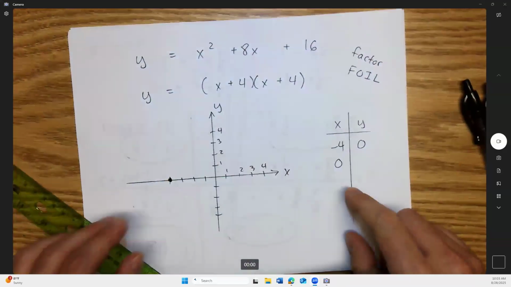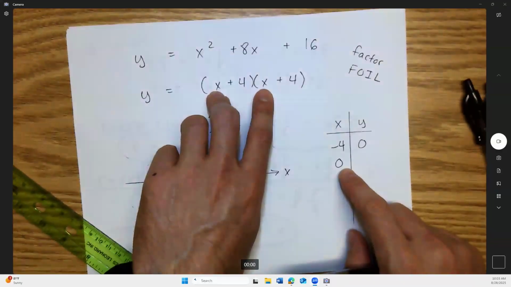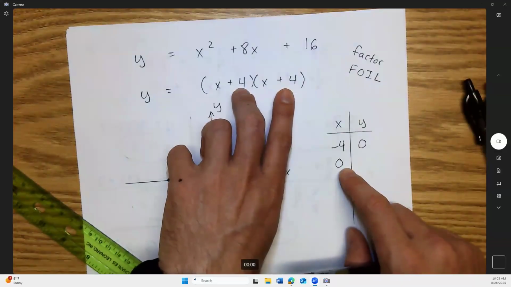The y-intercept is usually nice to find. Guys, what if x is 0? Then what is y equal to?